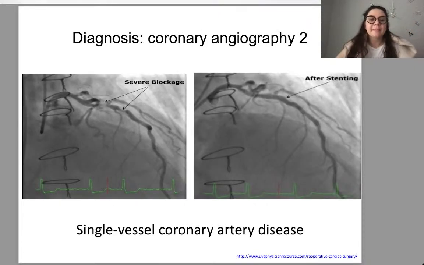It is coronary angiography too. You see here a severe blockage in the first picture. It is single vessel coronary artery disease, and the same artery after treatment, after stenting, putting in a stent. It is such a metallic device that can open the artery intravascularly.